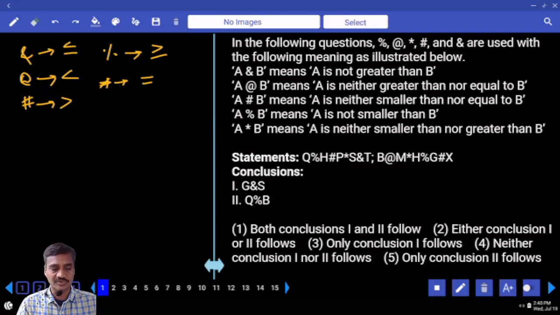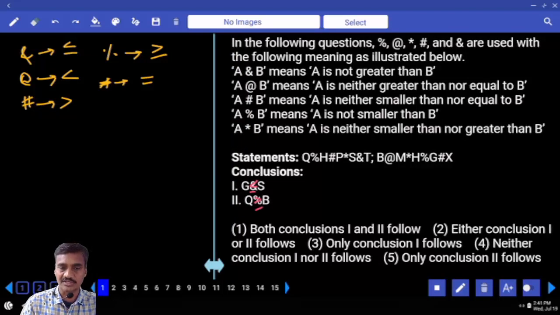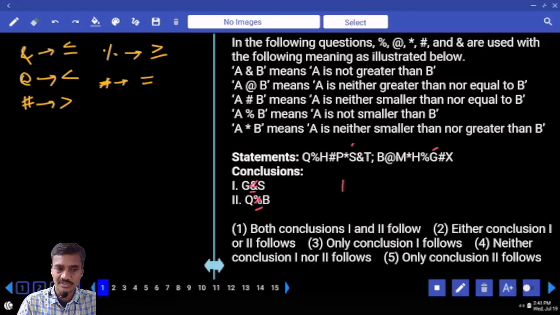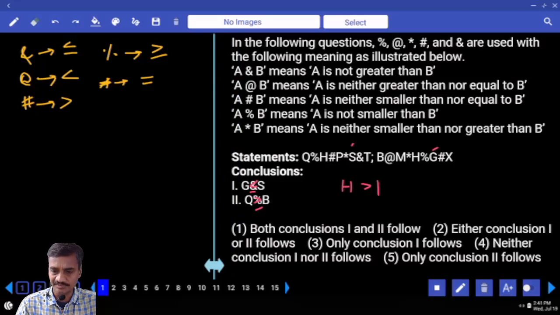Then coming to the first one, Q percentage. Now the relation between G and S. G lesser than or equals to S, and percentage is greater than or equals to. In this one, Q, G and S: where is G? G is here and S is here. Between these two, tell me which element is common? H is common. Now H to S. H greater than S, H greater than P, and star stands for P equals to S. Then next one, H and G.